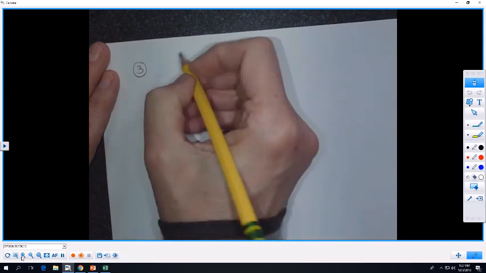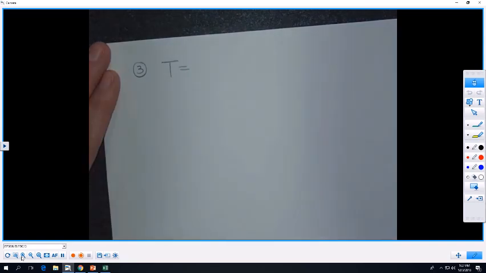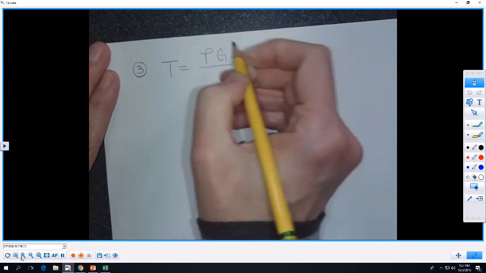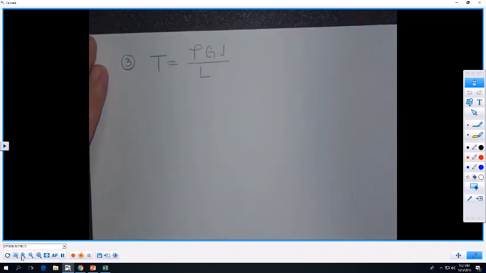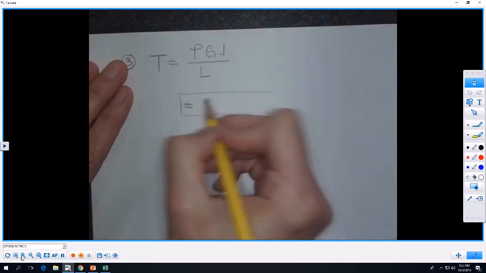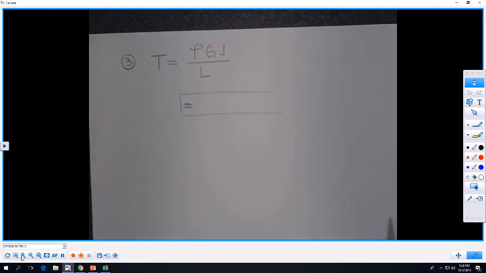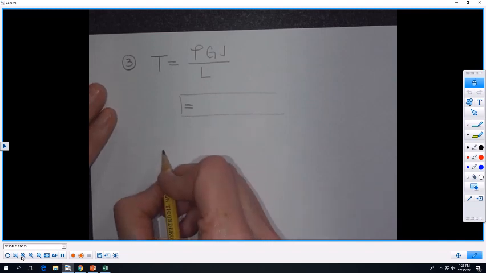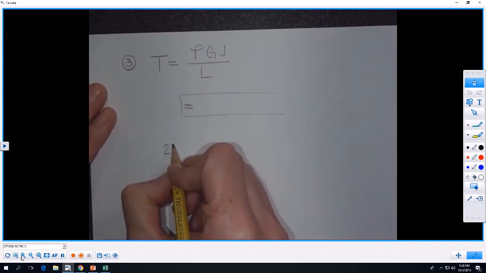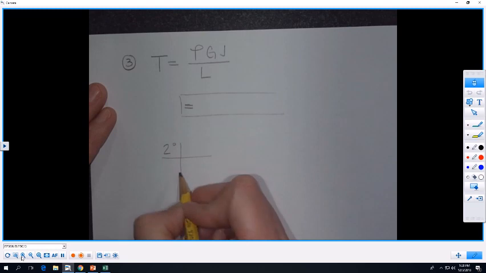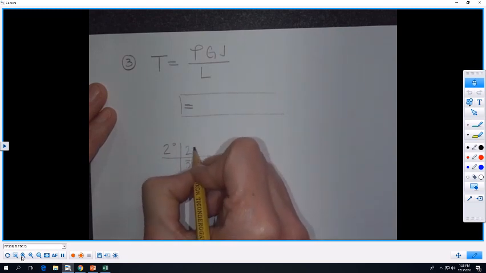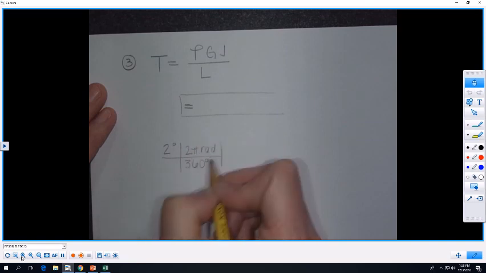So the torque for that angle of twist equation is going to be angle of twist times G times J divided by L. So here, it's going to be the equal sign. Now, angle of twist has to be in radians, okay? So down here, we know that our angle of twist is 2 degrees, right? We need to convert that to radians. We know that there's 360 degrees in 2 pi radians, right?